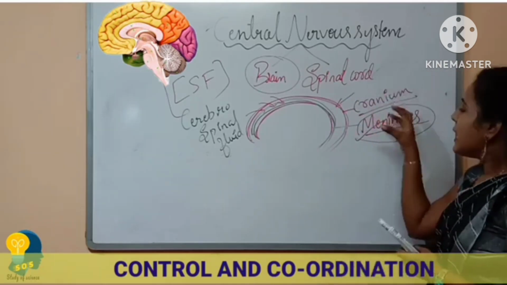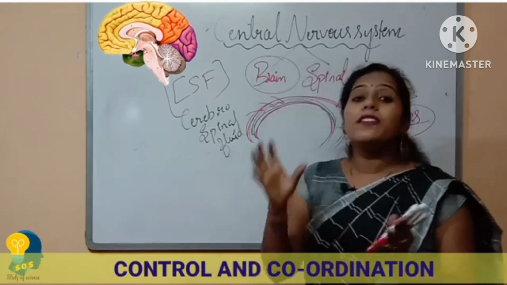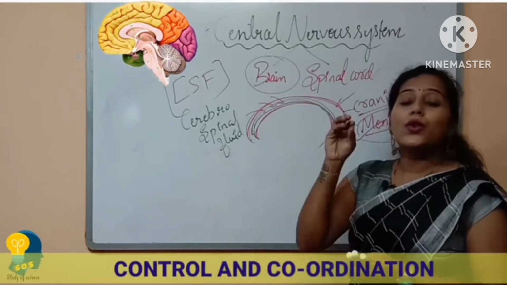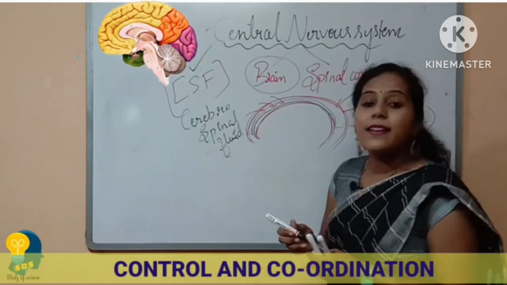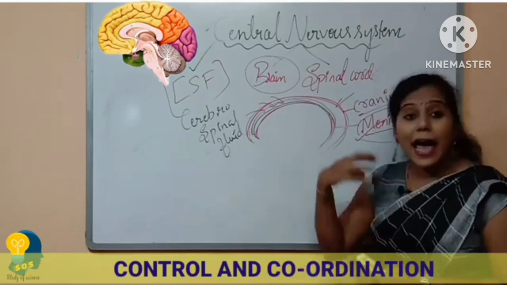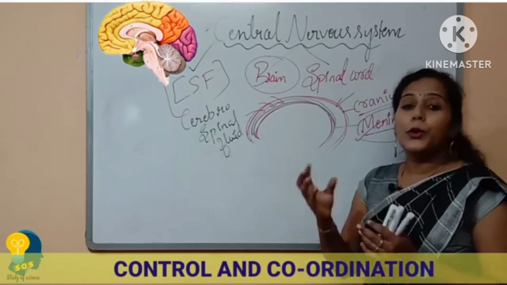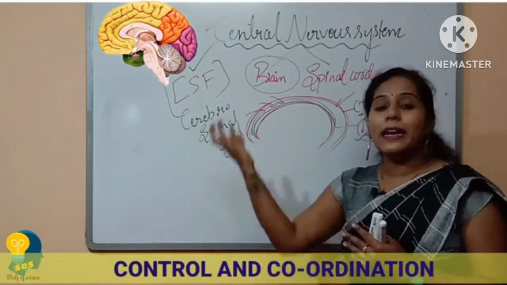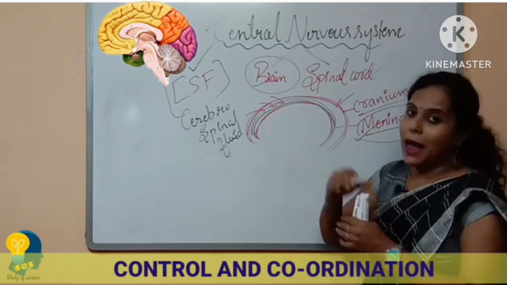In between these three layers, there is a fluid which protects our brain from external shocks. We call it CSF, that is, cerebrospinal fluid. This CSF helps our brain to absorb and prevent the shocks that happen to it. Clear? So this is all about the first part of the brain.